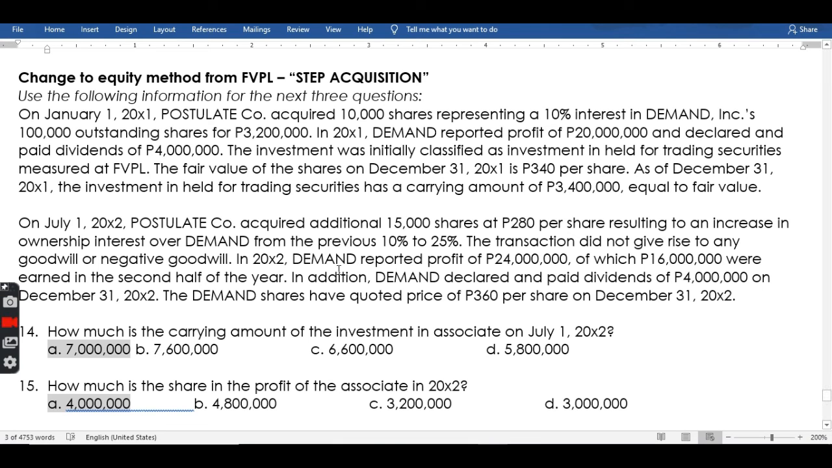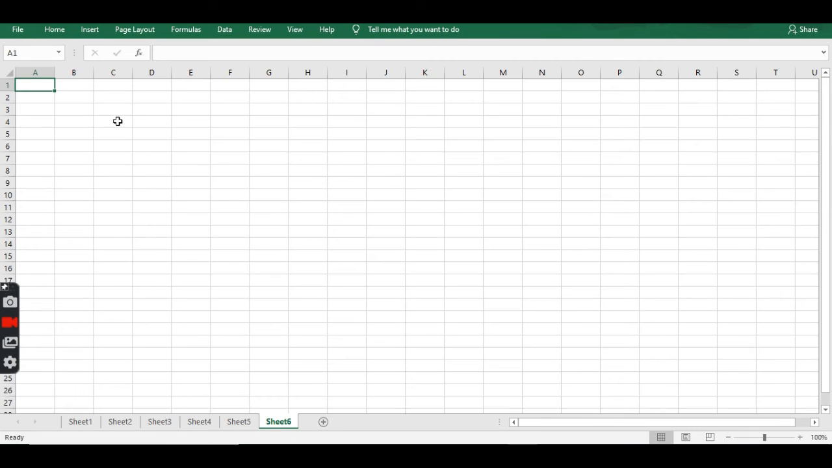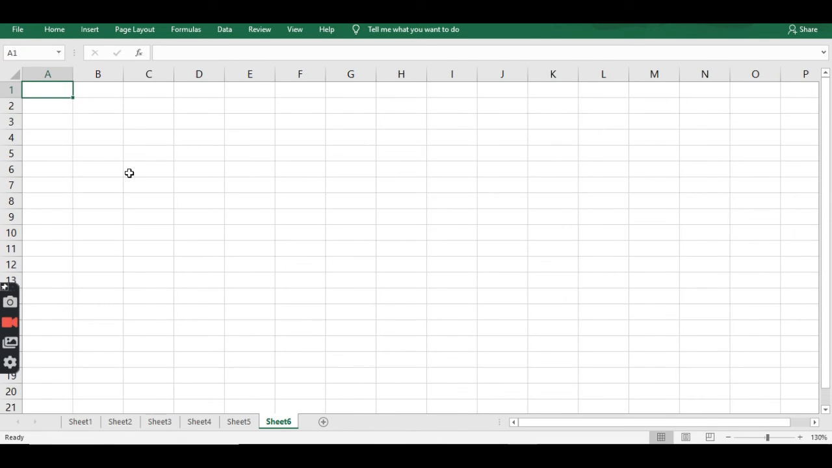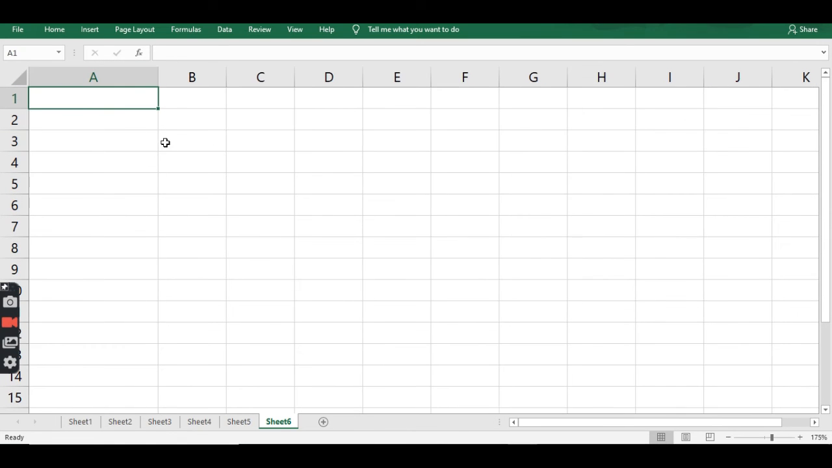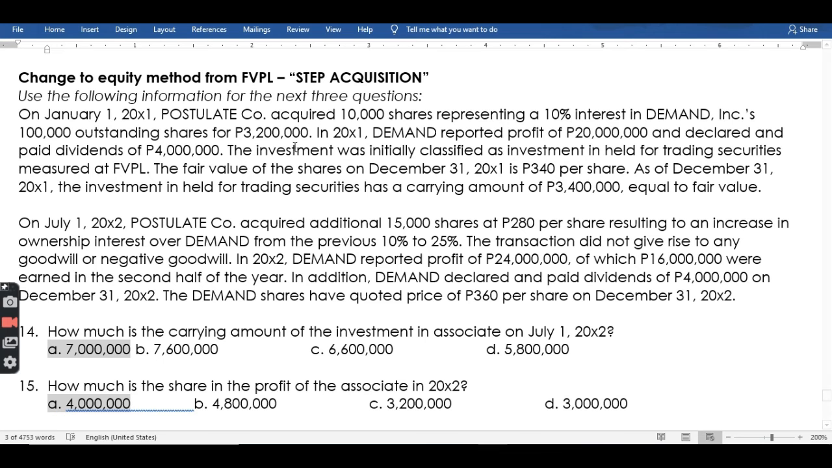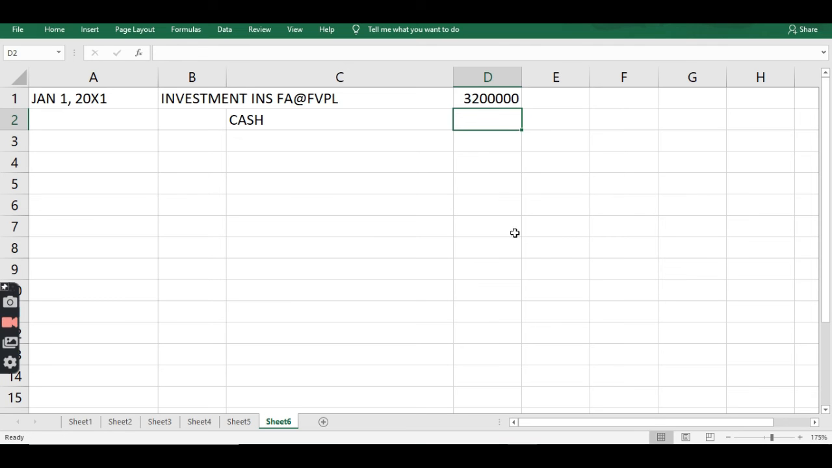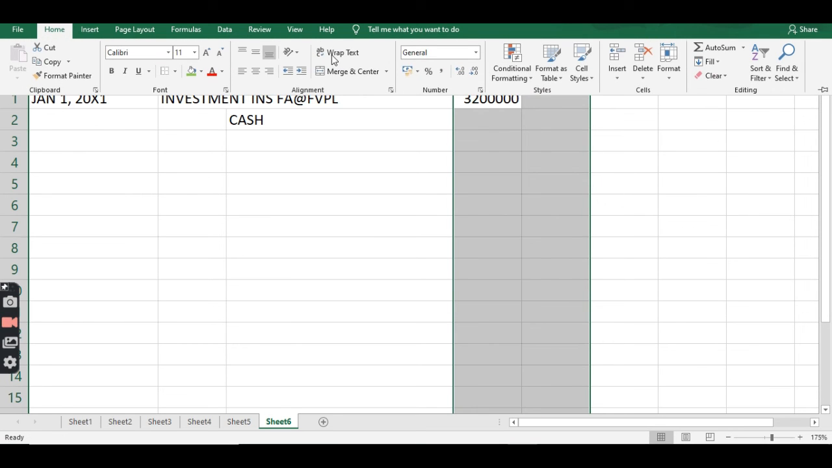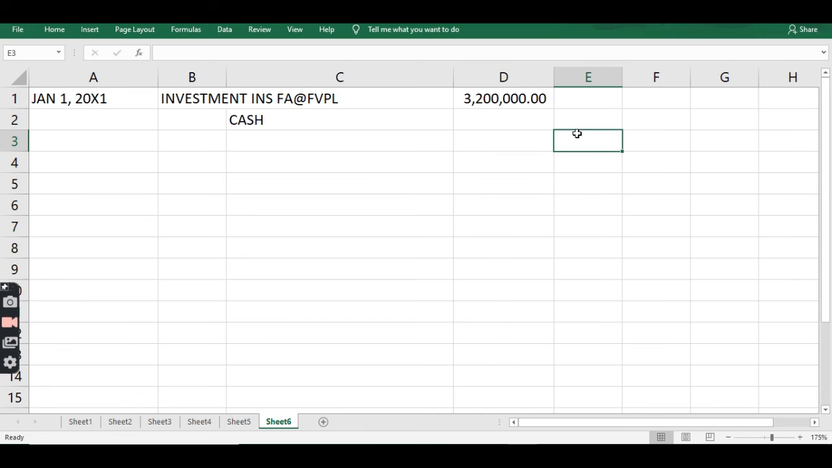Okay, so gawin muna natin yung entries natin ng 20x1. Okay, para hindi tayo magka-problema muna. Okay, so gagawin lang muna natin yung ating January 1, 20x1. So this is going to be investment in financial asset at FVPL. Okay. Tapos cash na lang kunyari yan. So ang nire-recognize nating amount will be, magkano yung sinabi? 3,200,000. Para makuha natin lahat. Okay. Tapos, yung cash natin, yun na rin.